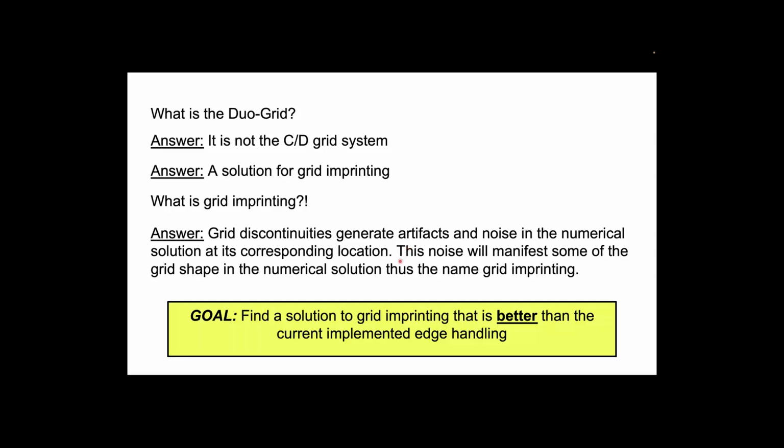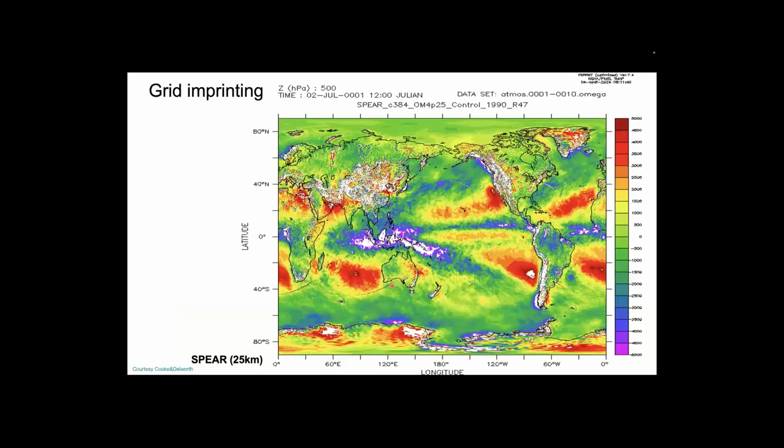Thus the name grid imprinting. So the goal of the GeoGrid was to basically find a solution to grid imprinting that's better than the current edge handling code that's already present in FE3. So here I'm showing you a snapshot or a plot for the omega field, which is averaged over some time in one of our models.